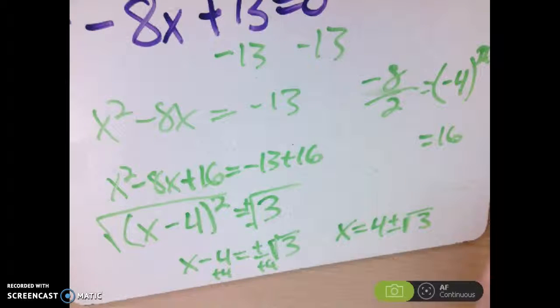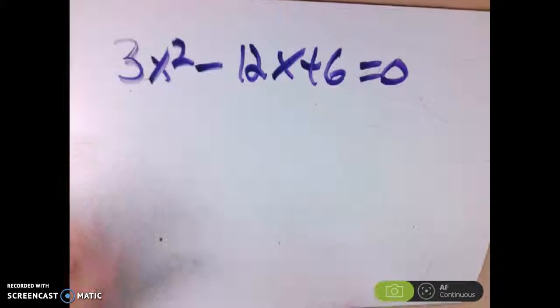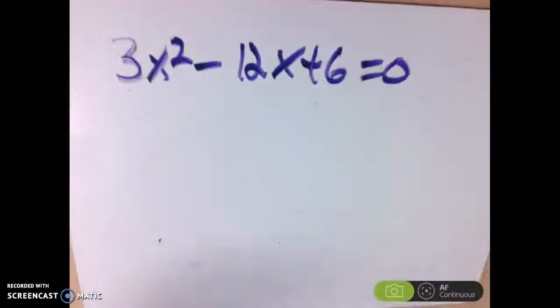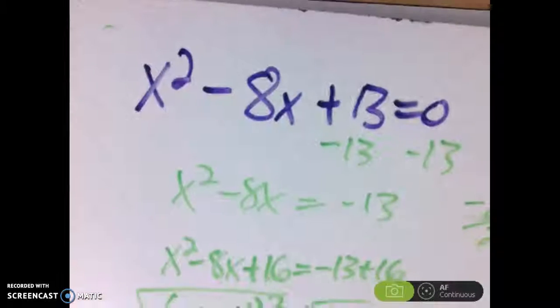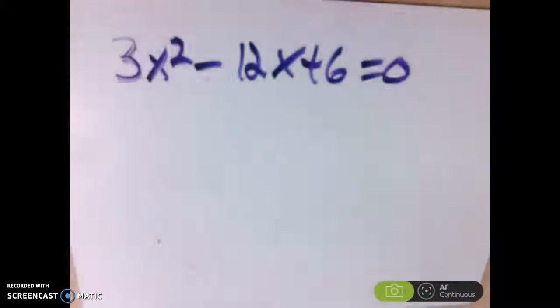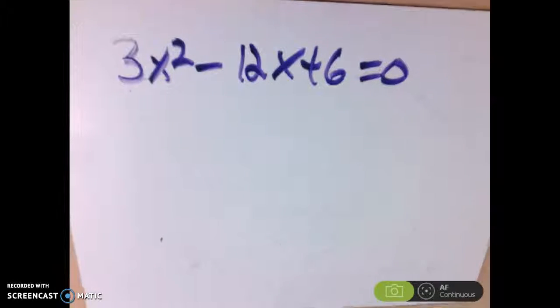And there are times where you need to do it when you're trying to find the vertex form of the equation or something. So now let's look at this next one. Now I have 3x squared minus 12x plus 6 equals 0. If you notice in all the other ones I showed you, this was x squared. But this is a 3x squared, so I need to get rid of it.